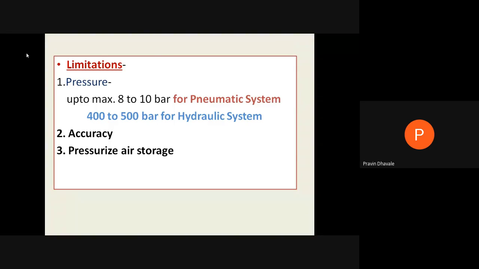Therefore, in pneumatics, sufficient storage of the compressed air is to be kept all the times in the reservoir. Is it clear? Limitations of the pneumatic system.